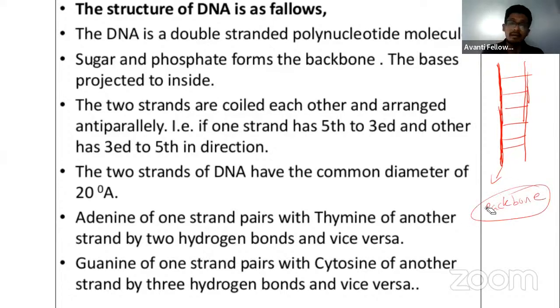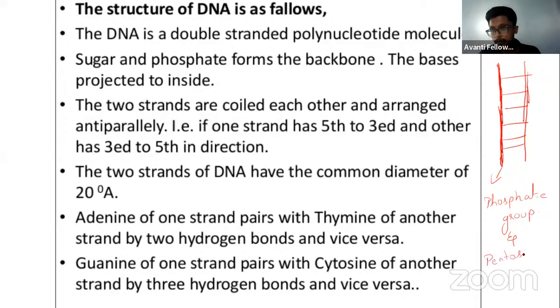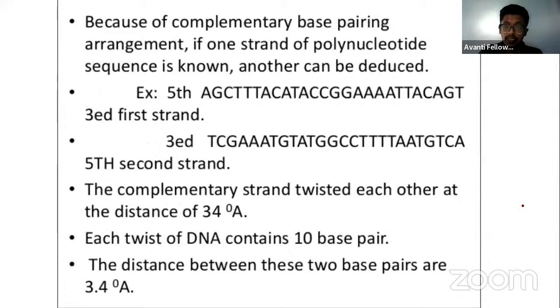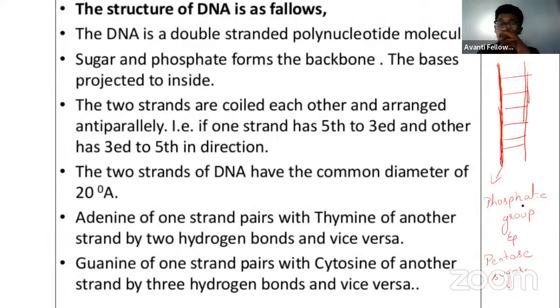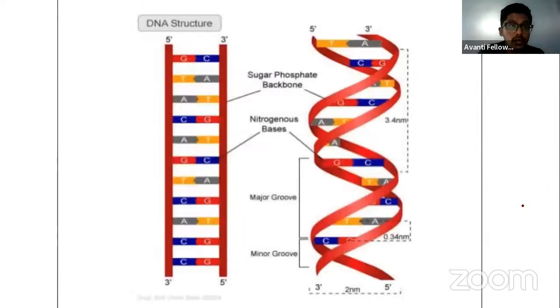Now, what is the DNA's backbone made up of? The DNA's backbone is made up of the phosphate group and the pentose sugar, that is, the deoxyribose sugar. These two things, the phosphate group and the pentose sugar, make up the DNA's backbone. Here you can see properly. So this whole thing is made up of what? Our pentose sugar.